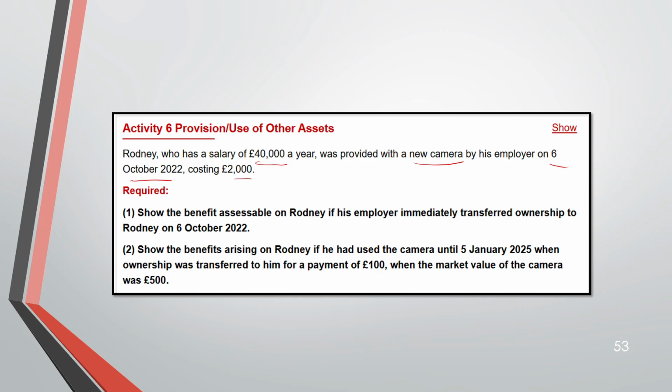In the first one, you have to show the benefit if immediately the employer transfers the ownership to Rodney on this date. Second, show the benefit if he had used the camera until 5th Jan 2025, when ownership was transferred to him for a payment of 100, when the market value was 500.